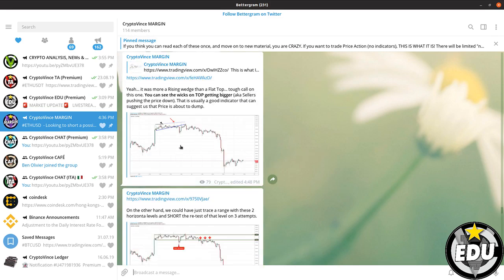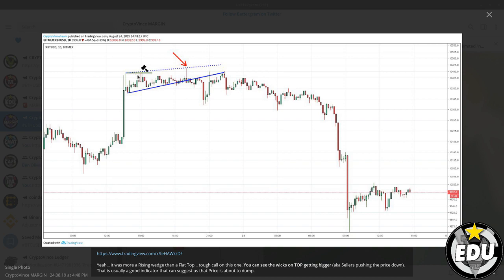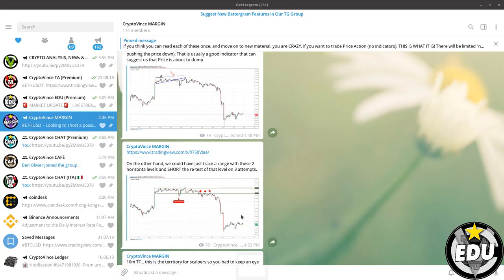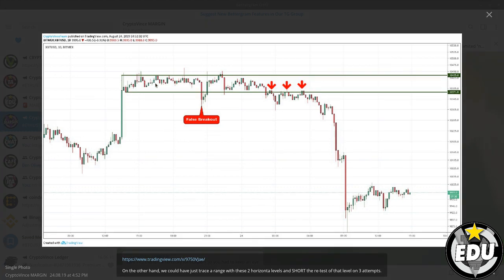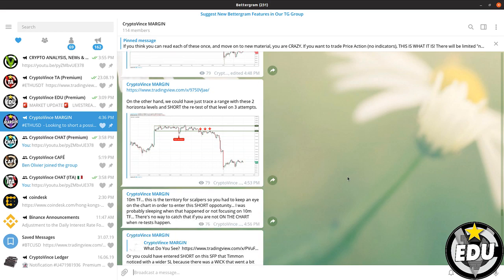Yeah, at the end it dumped. That's what happened. I traced the line, price retested the level, dropped, came all the way up, retested, and that's when you can short it. You can short because of this pattern idea. You can also short because of horizontal levels. You just trace a range, false breakout, and then retest 3 times the bottom of the range and dump all the way down. So, what do you want more?